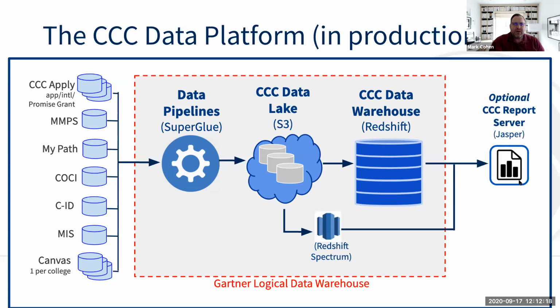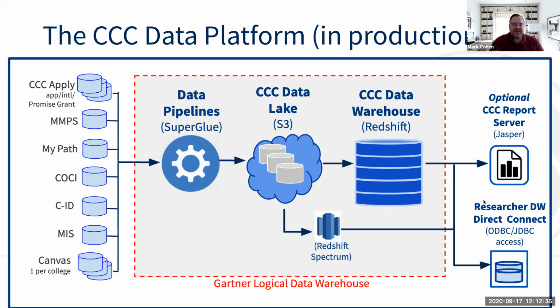From here, the data warehouse report server is an optional method for institutional researchers to interact with the data warehouse. This provides the ability to query and download data across the available data sources. I'll be covering that in some more detail. And then additionally, researchers at colleges, the district office, or the chancellor's office may connect directly to the data warehouse, bypassing the report server so that they can connect their own preferred tools for analytics, reporting, or data mining to the data sources stored in the data warehouse.